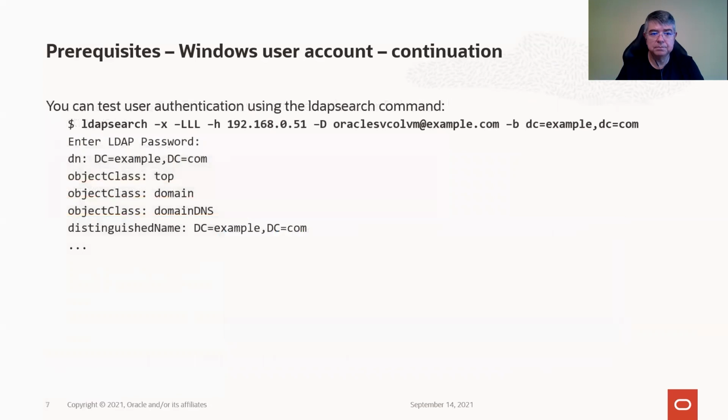An example, I'm running an LDAP search authenticating with oracle-svc-olvm@example.com. I will need to inform the password, and it will run the bind, connect successfully, and retrieve all the information I'm looking for. It's a normal operation, no matter which way you are identifying your user. You're authenticating using the distinguished name or the user principal name. It's going to work fine.